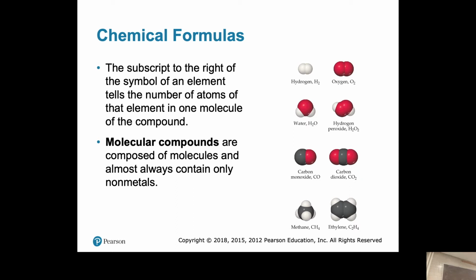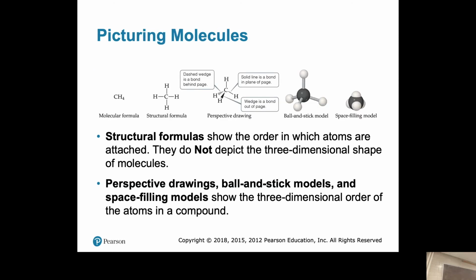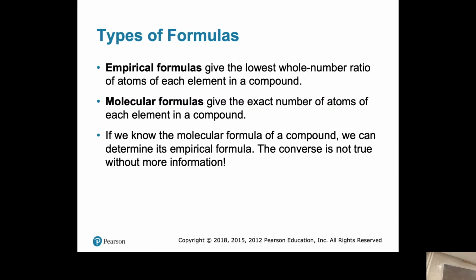Because what's the use of knowing that that's one carbon and two hydrogens when it's supposed to be 2 carbons and 4 hydrogens, right? So just know the difference between the two, but know that the vast majority of the time we will give you the formula in the molecular way. Okay. I guess it would tell you like the ratio. Yeah, if you're trying to do that, that is true. So if we know the molecular formula of a compound, we can determine its empirical formula. The converse is not true.